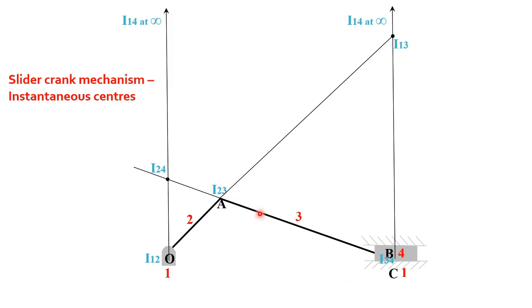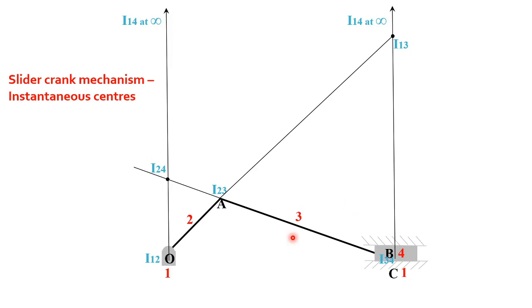Then how will you find it? The point you have in your hand is VA, and what you have to find is VB. A and B are associated with link 3, so you have to use I13. I13 is here. When you use I13, what equation can you write? VA divided by the distance of A from I13, that is I13A, equals VB divided by the distance of B from I13, that is I13B. That is equal to the angular velocity of 3, or angular velocity of AB.